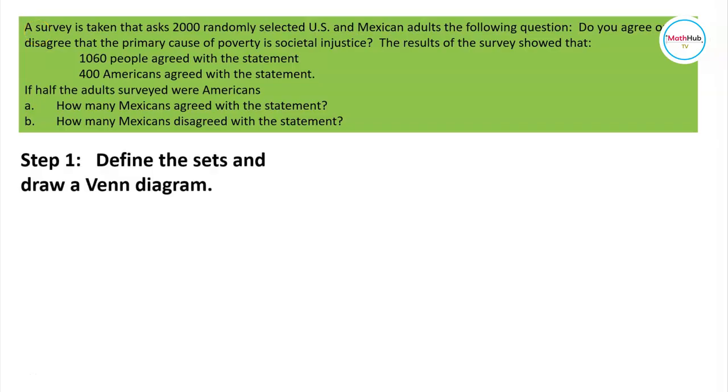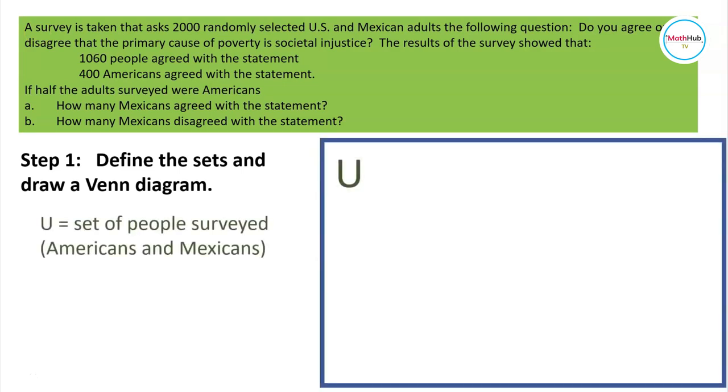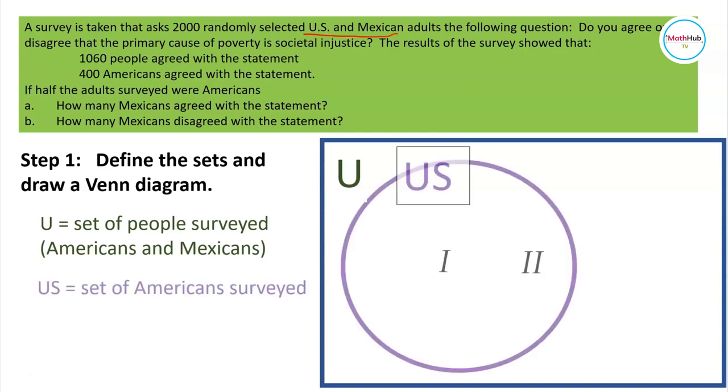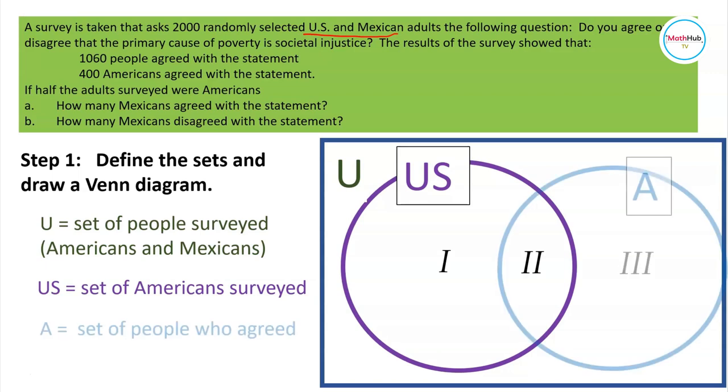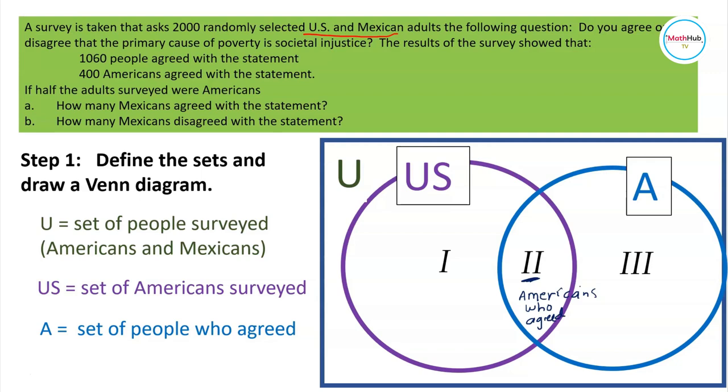So step one, define the sets and draw a Venn diagram. Our universal set here will be the number of people in the survey, Americans and Mexicans. Let US be the set of Americans in the survey. If this is the set of Americans in the survey, this second circle here would represent the people who agreed in the survey. Therefore, this intersection here is the people who are from the US and who also agreed to the question.